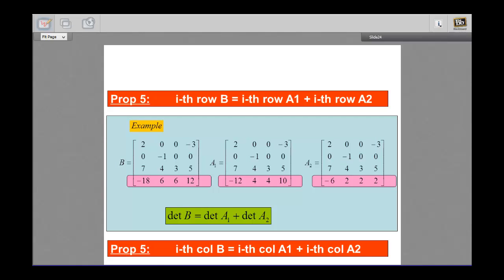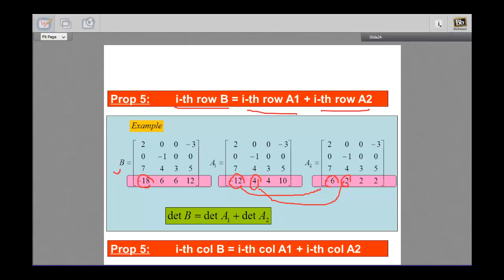And property number 5 says that if the ith row of B is equal to the ith row of A1 plus the ith row of A2, then we have this determinant of B. Here we have minus 18, and if we add minus 12 and minus 6, that is equal to minus 18. Similarly, if we add 4 and 2, that is equal to 6.